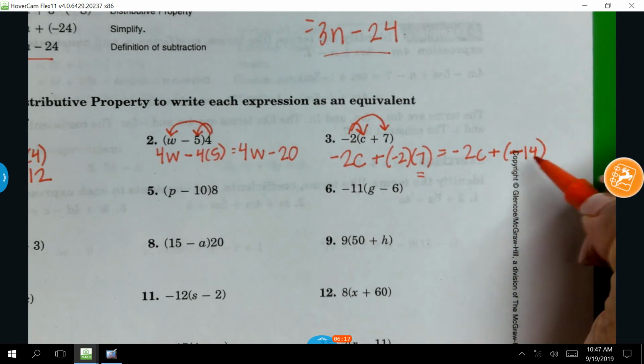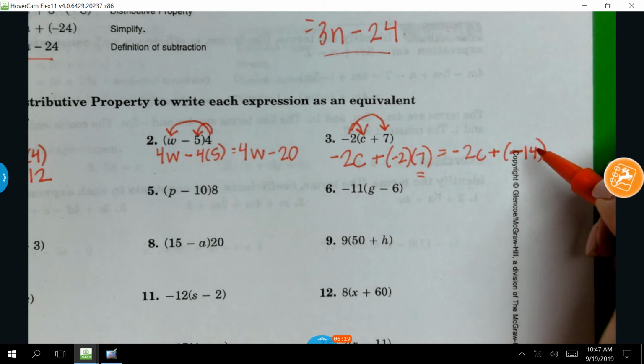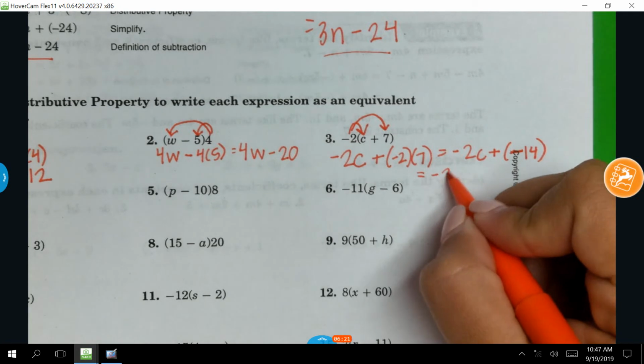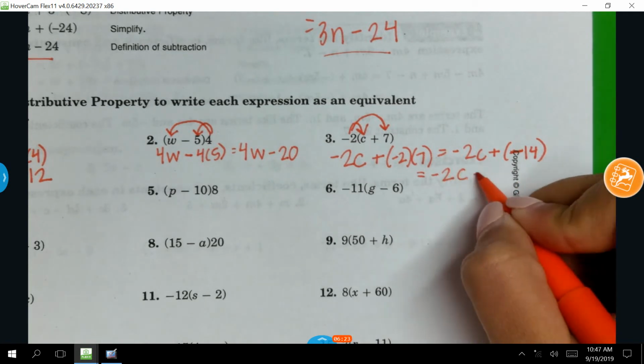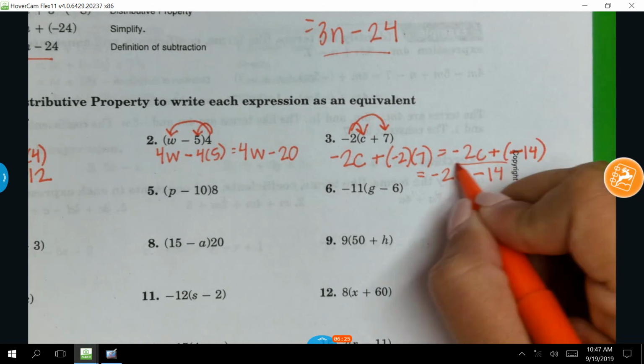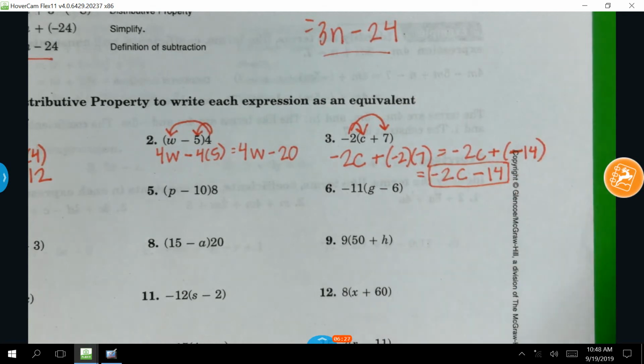Yeah, this adding a negative, remember that we can change that to a subtraction. So we want to change that to negative 2c minus 14, and that's my final answer. So anytime you have minus, or plus a negative or minus a negative, you want to go ahead and change that to plus or minus, whichever one it changes to. Okay?